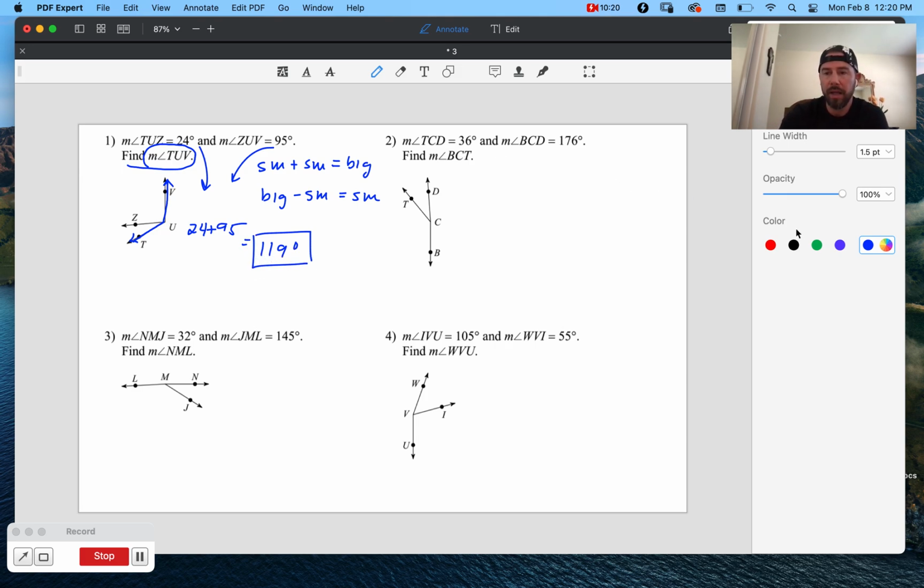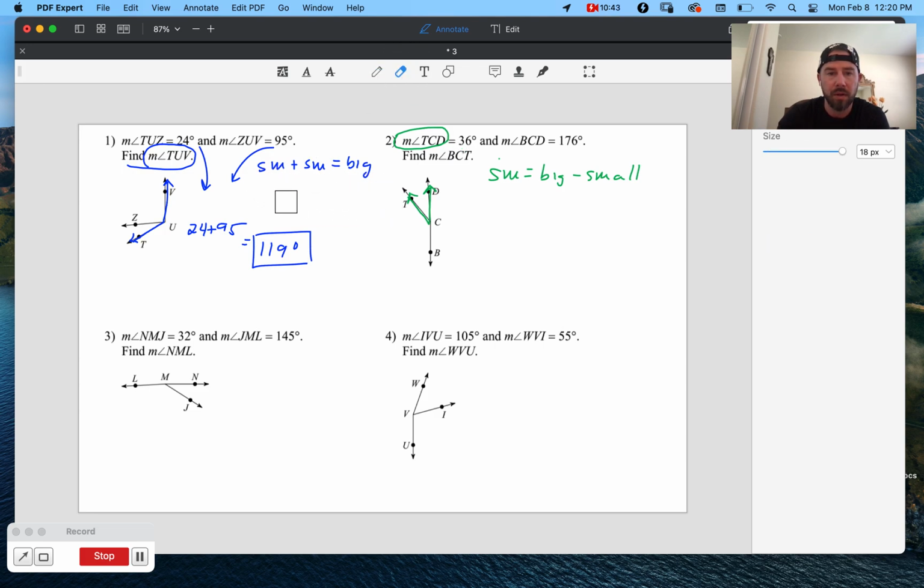Easy. Okay, let's see what they're doing over here with TCD. Find the measure of angle TCD. From T to C to D. Oh, this is a small angle. So I'm going to use this other one because I'm trying to find the small. If you want to rewrite it, you'd say small equals big minus small. And let me change that out so it's different.